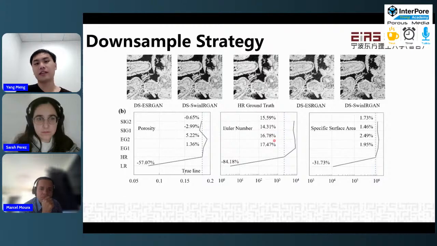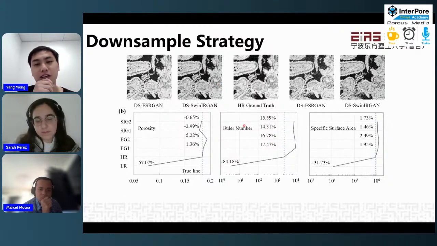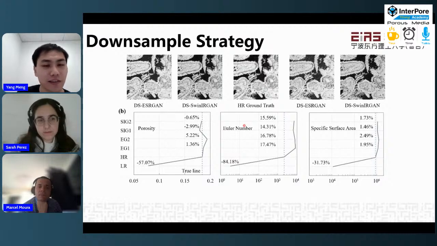So this is our finding. What's the meaning of this finding? For example, if we currently can only scan relatively low resolution images, we can improve the quality of the image without using higher resolution instruments. And we can just use this data.